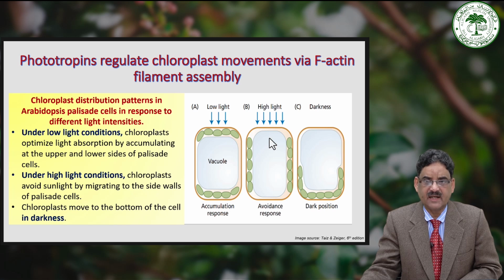In intense light conditions, chloroplasts relocate to the lateral walls of the cell, aligning with the incident light. This movement minimizes light absorption, preventing potential photodamage. Whereas during the dark condition, the chloroplasts shift to the lower part of the cell, as seen in all three figures.